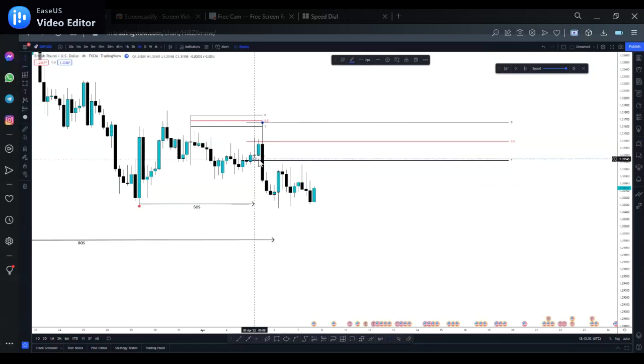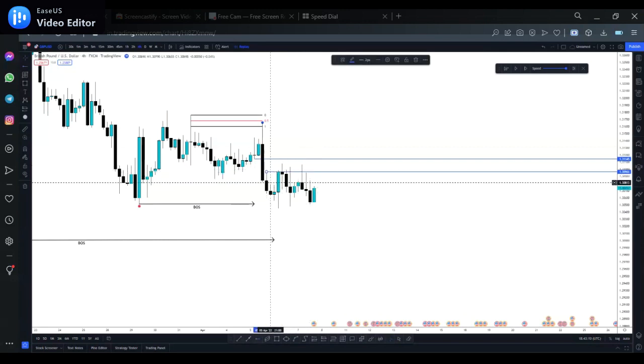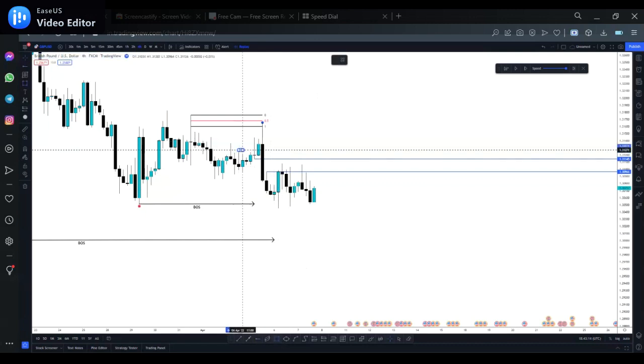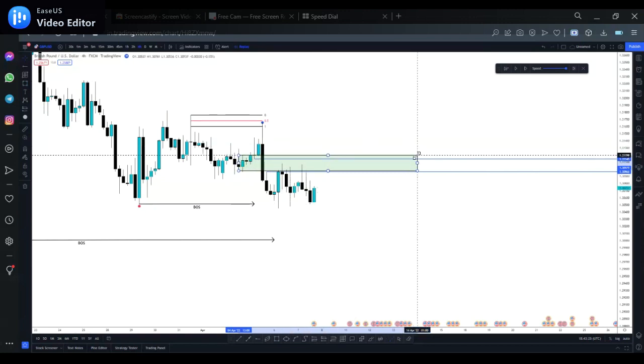Okay, so now this was my POI from the daily, right? So with that, I now identify my fair value gap. You see price came into this zone. This was the breaker zone, right? It filled a little bit of the 50% of the fair value gap, sorry, and then mitigated the breaker block, which means if price is returning back, it's going to be reacting at the 50% of this.